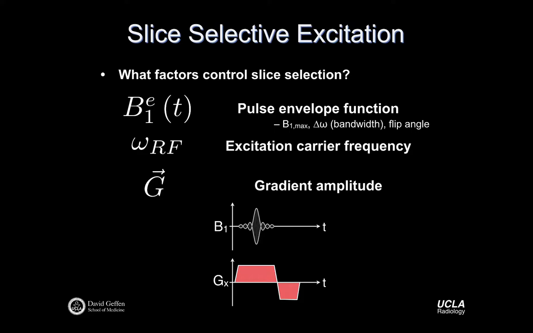There are other things that were related to that pulse envelope function. You might have, for example, on any given system, a B1 maximum. The pulse itself will have a bandwidth. We'll hear bandwidth used in a different context today as well. Here we're thinking of what we call the excitation bandwidth.